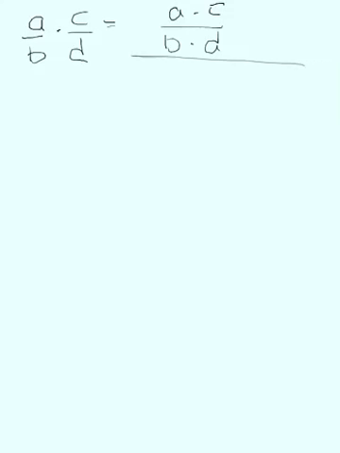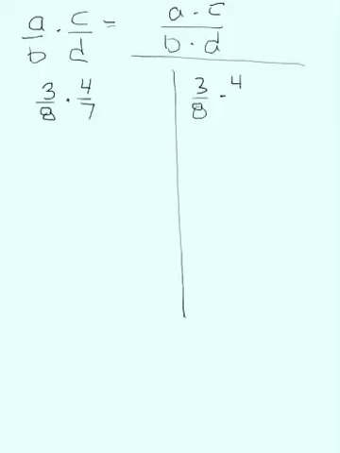So we have practice A, or example A, is 3 over 8 times 4 over 7. I'm going to show you both ways of doing this. So I want you to divide that box in 2 so that we can do both ways. See how I divided mine in 2? I want you to divide yours in 2. The first way, we're going to multiply first.